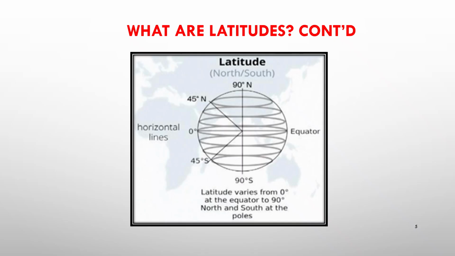This is why tropical regions near the equator are hot and wet, while polar regions near the poles are cold and dry. As we continue through this lesson, you will see how latitudes connect to real world phenomena and why geographers consider them one of the most important tools in their discipline.